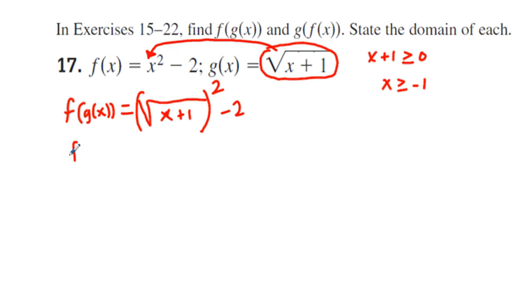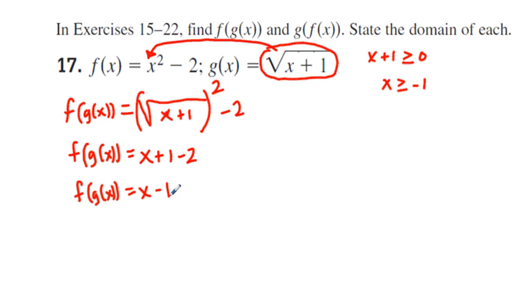So we have f of g of x is equal to x plus 1 minus 2. And that's going to be simply f of g of x is equal to x minus 1. And we're carrying over our original restriction.